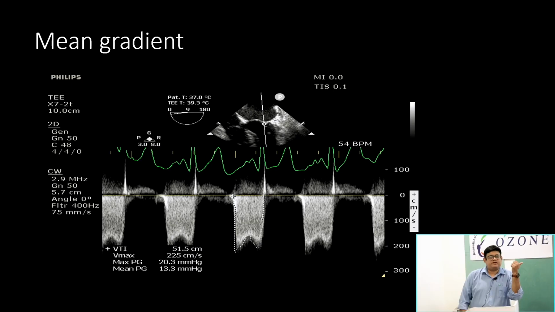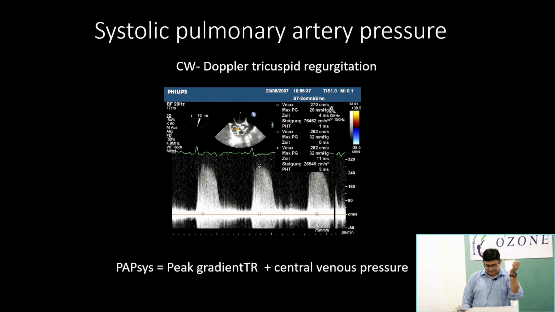Next is your mean gradient. Mean gradient is also easily obtainable from continuous wave Doppler of your transmitral flow, and you trace it and get your mean PG, which is 13. A value less than 6 is mild, more than 10 or 12 is severe stenosis. Again, for mean gradient you have to take heart rate into consideration, because if there is tachycardia, then your gradient will be on the higher side. If there is associated MR, then again the gradient will be on the higher side.